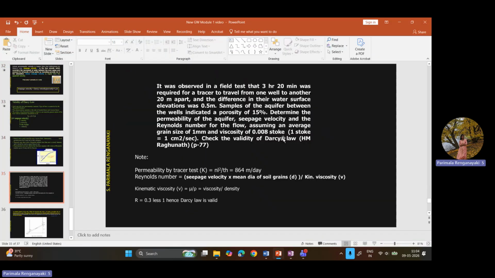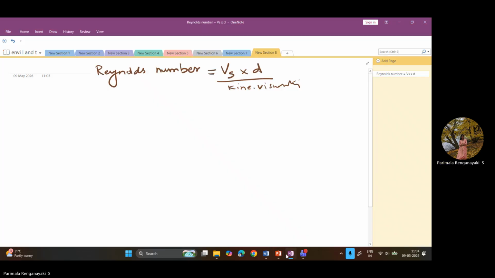Here, in this problem, they have given, assuming an average grain size, the kinematic viscosity by density, so directly we are taking this. They have given 0.008 stoke, and one stoke as 1 centimeter. So let us solve this. We will convert the units. That's what we are going to do now.